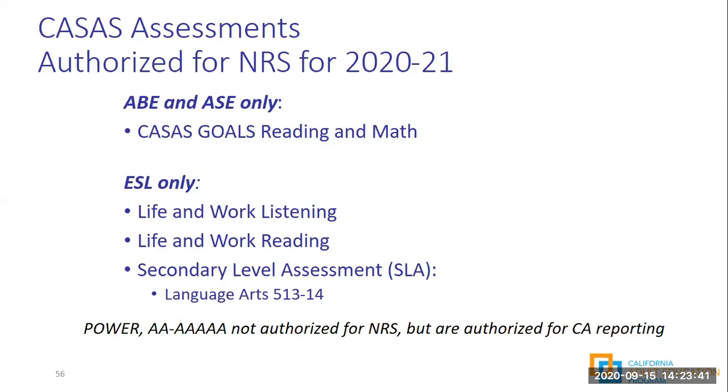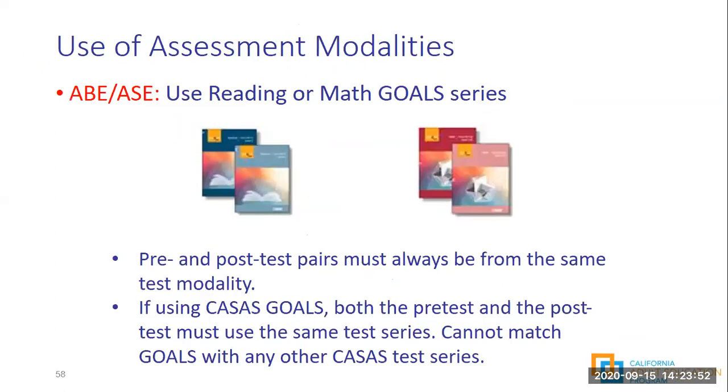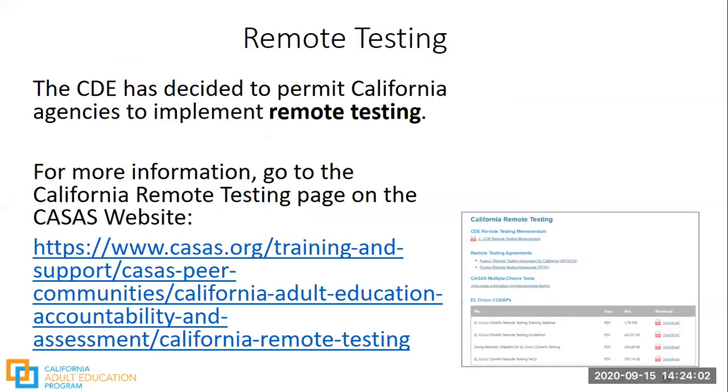which means reading and math goals for ABE and ASE learners, and Life and Work Reading and Life and Work Listening for ESL. Here's the same thing that I just explained. If you're using multiple modalities, don't think this will be a big issue this year, but if you do, it's got to be from the same modality. Remote testing goes without saying there.